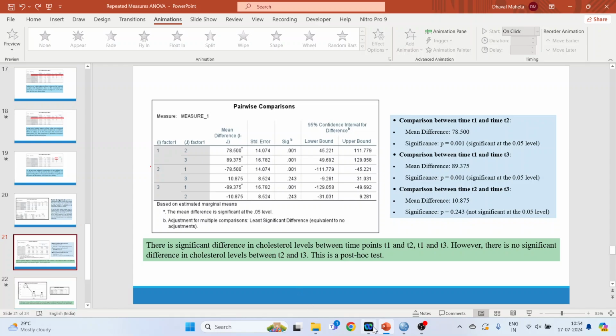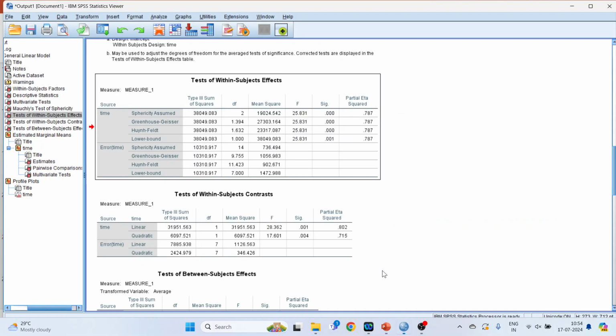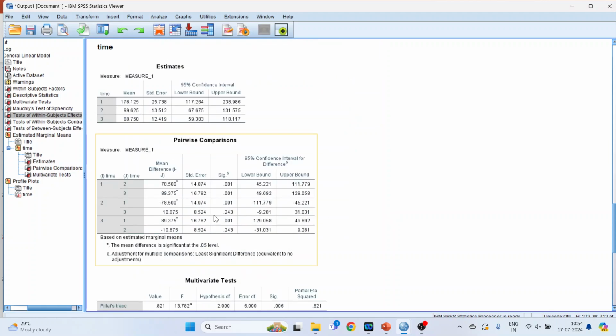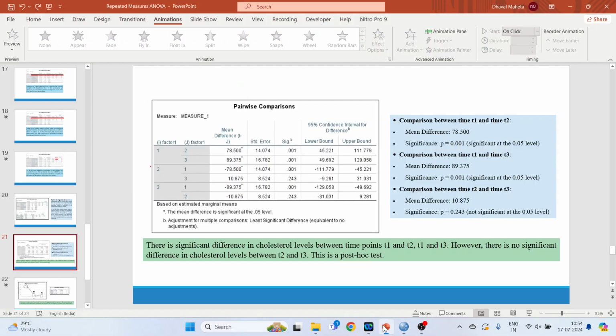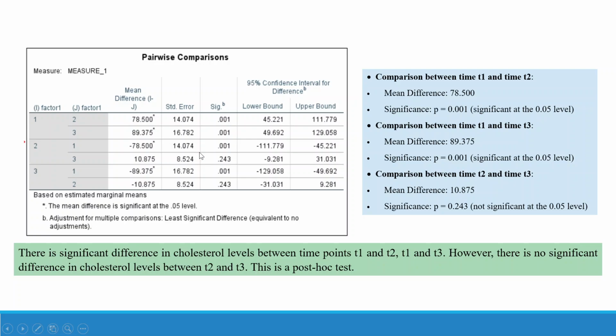So from where can I get this table? So here it is. Pairwise comparison. The mean cholesterol at time 1 is compared with the mean cholesterol at time T2 and time T3. So we will do the interpretation. Now you have to see the p-values of this. Mean cholesterol at time T1 minus mean cholesterol at time T2. The difference is 78.5 and the p-value is 0.001.